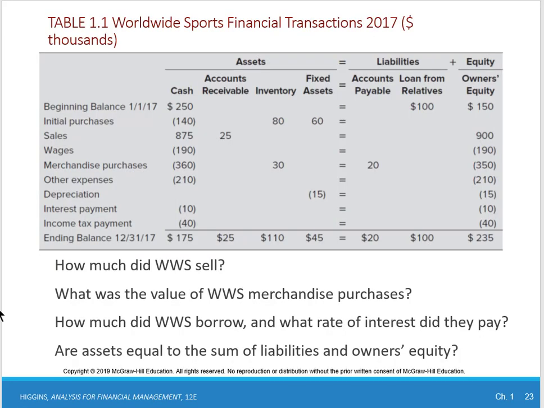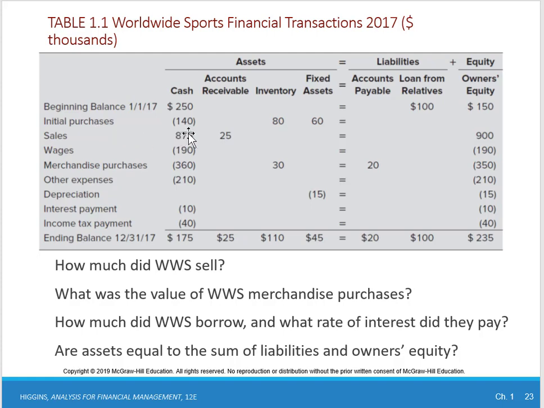Now, here's a picture of the accounting statement for this Worldwide Sports. And they have several transactions that they've made. They started off with $250 in cash. $100 of that was a loan from relatives, and $150 is the remainder, right? So if they have $250 in cash, $100 is borrowed, the other $150 must have come from owner's equity.